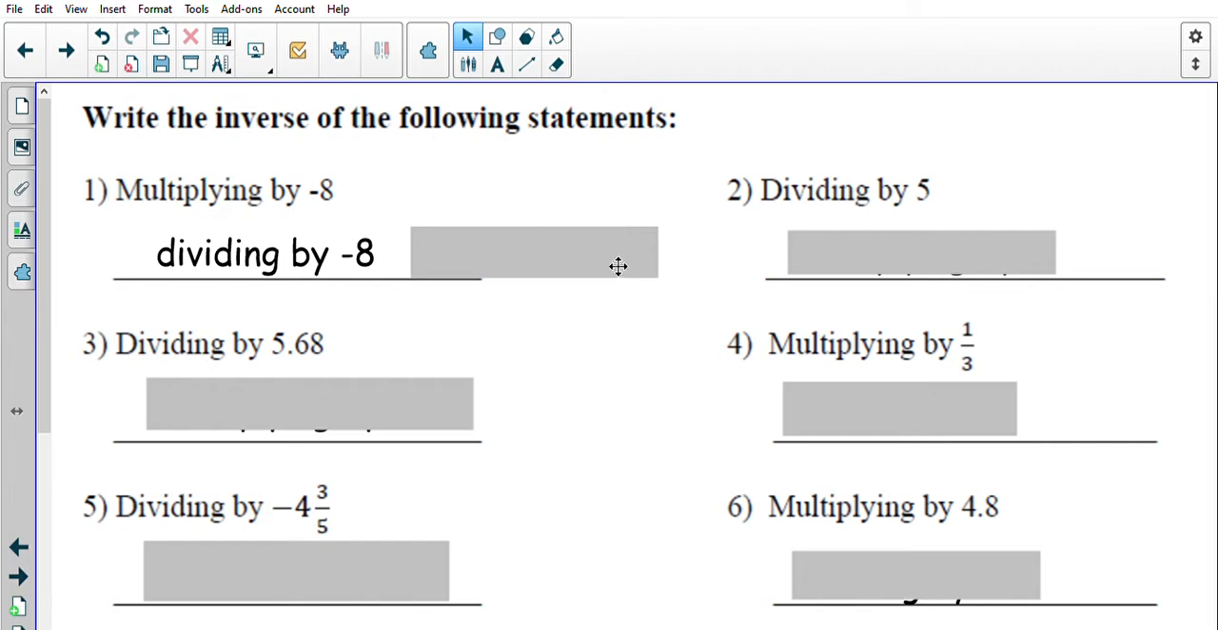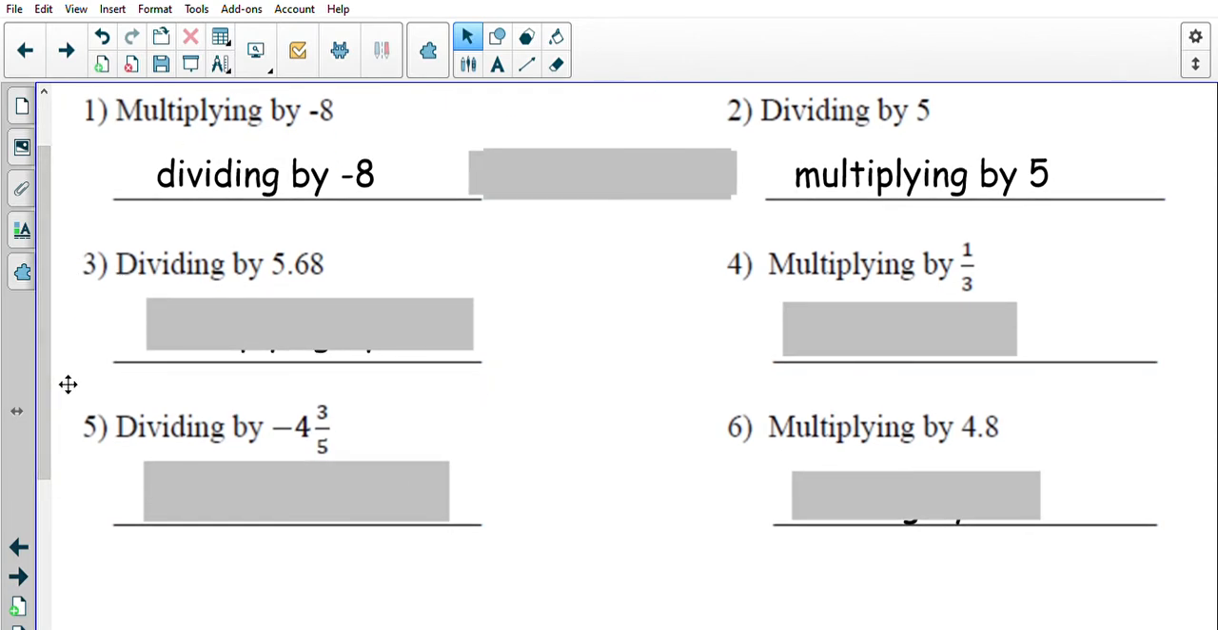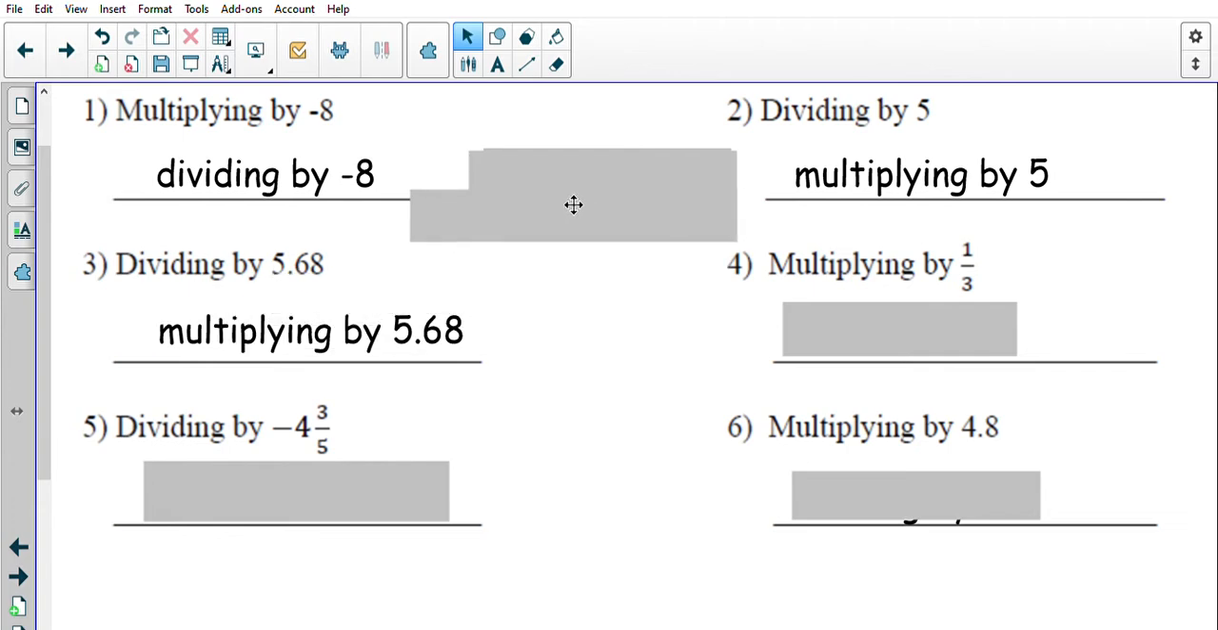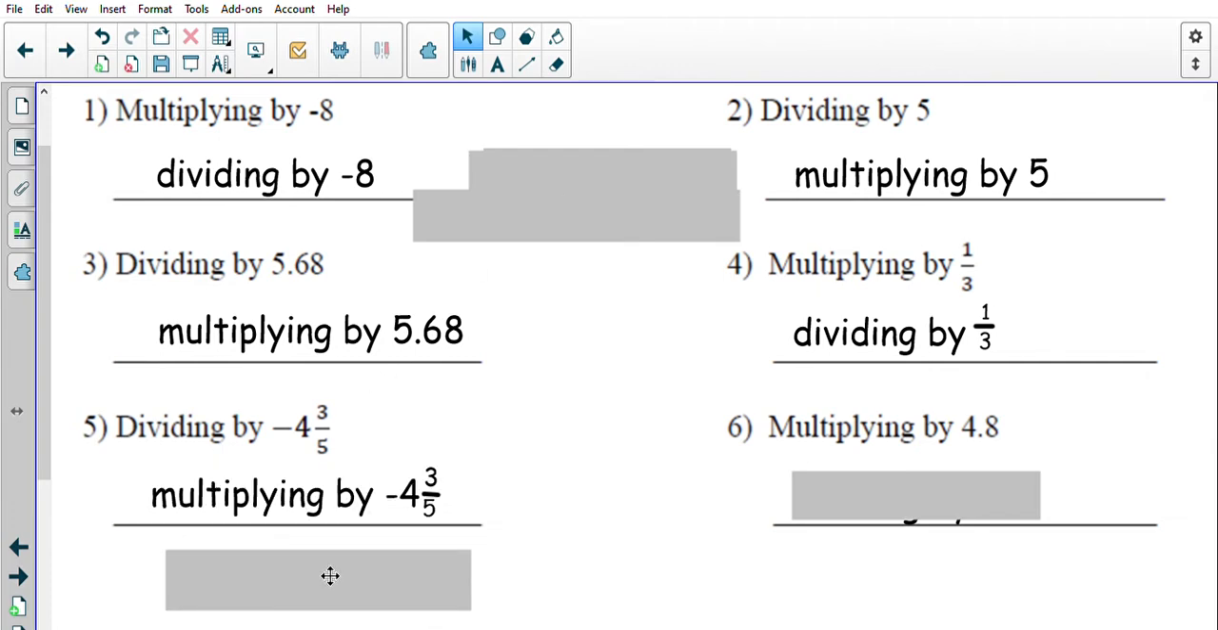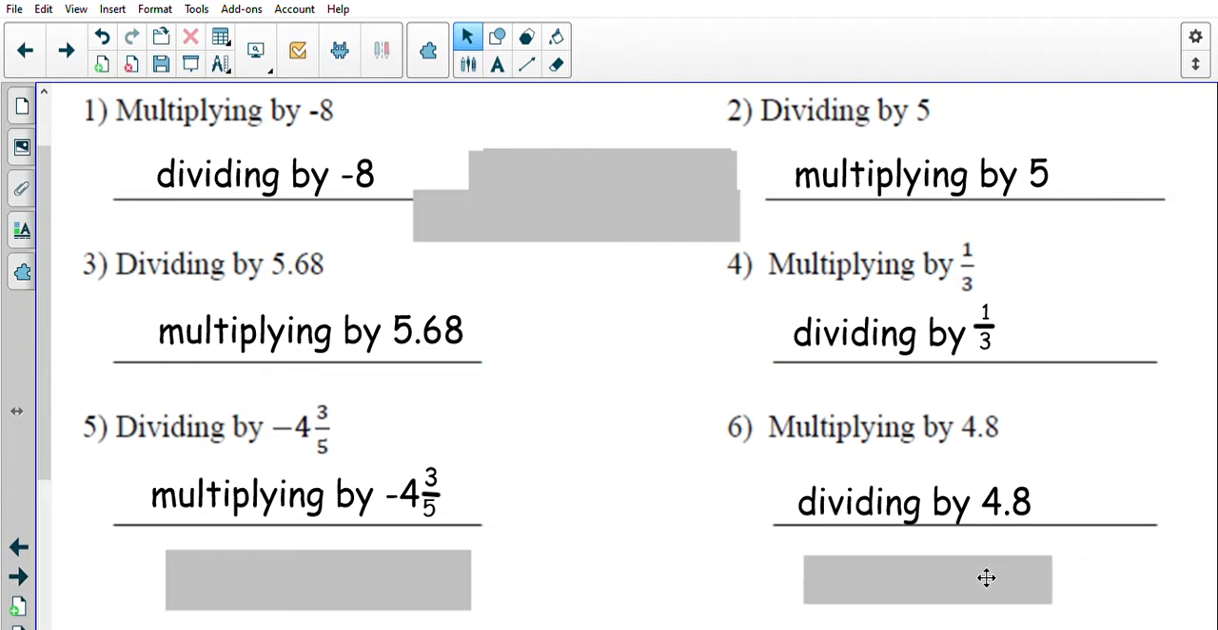Number two, what's the inverse of dividing by 5? It is multiplying by 5. Number three, what's the inverse of dividing by 5.68? Well, it's multiplying by 5.68. Number four, what's the inverse of multiplying by 1/3? Think about that. It's dividing by 1/3. Number five, what's the inverse of dividing by -4 and 3/5? It's multiplying by -4 and 3/5. And finally, what's the inverse of multiplying by 4.8? Dividing by 4.8. Hopefully you see in these examples that there's only one option. Again, you cannot change the sign on the number here. It has to be changing the operation for multiplication and division. Really important for us.